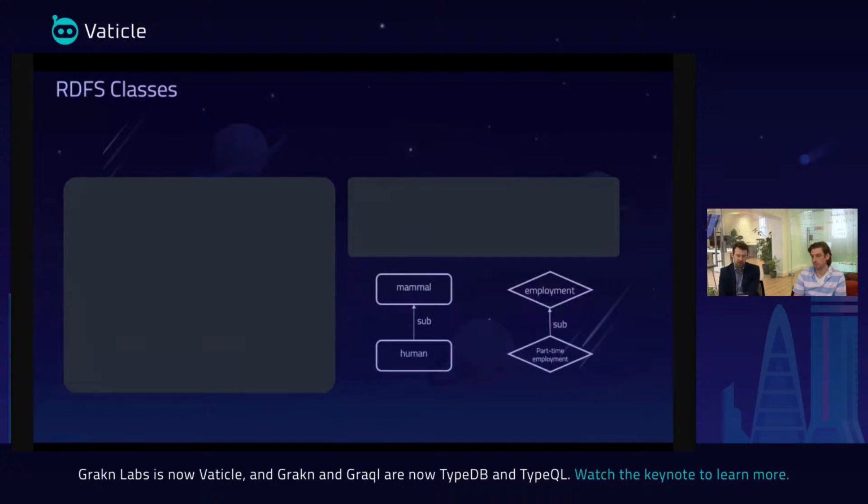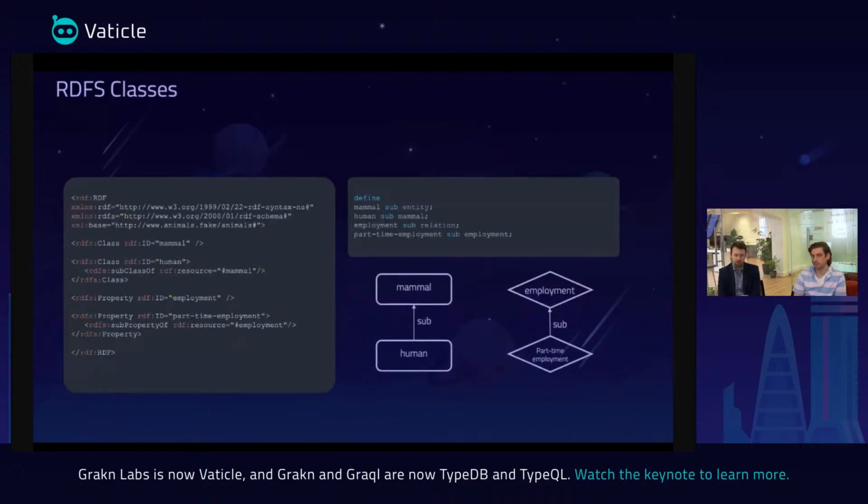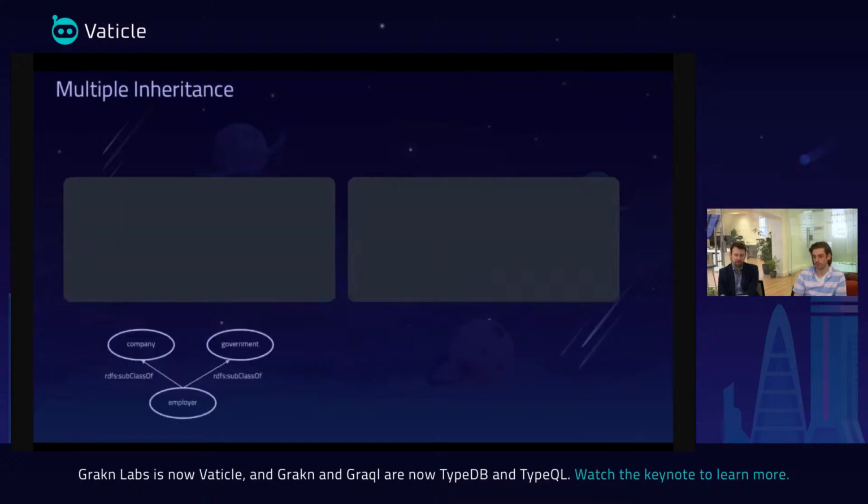And we can do the same for relations. So let's say we've got an employment, and we've got different types of employment relations, for example a part-time employment relation. We can very easily model that using the keyword sub. Here we're saying that part-time employment sub employment states that a part-time employment is a subtype of employment.